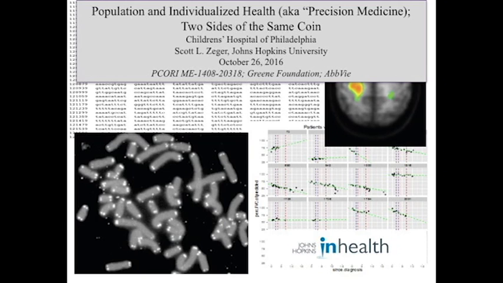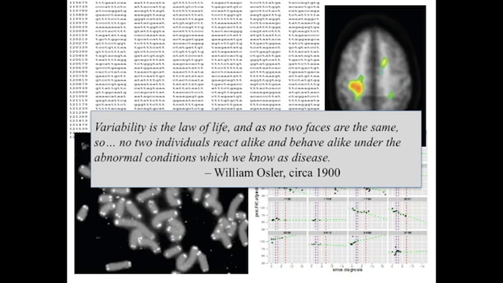So I want to talk to you today about how we're going to be using that evidence, whether it be genomic or images or other sorts of things. And what I'm going to tell you is something that we've already known for a long time. This is a quote from one of the fathers of medicine at the University of Pennsylvania, William Osler, who I think was here in 18-something, and you can read it. That's what he said. Variability is the law of life. No two faces are the same, so no two individuals react alike and behave alike under the abnormal conditions of disease. So this was his observation from working with individual patients.